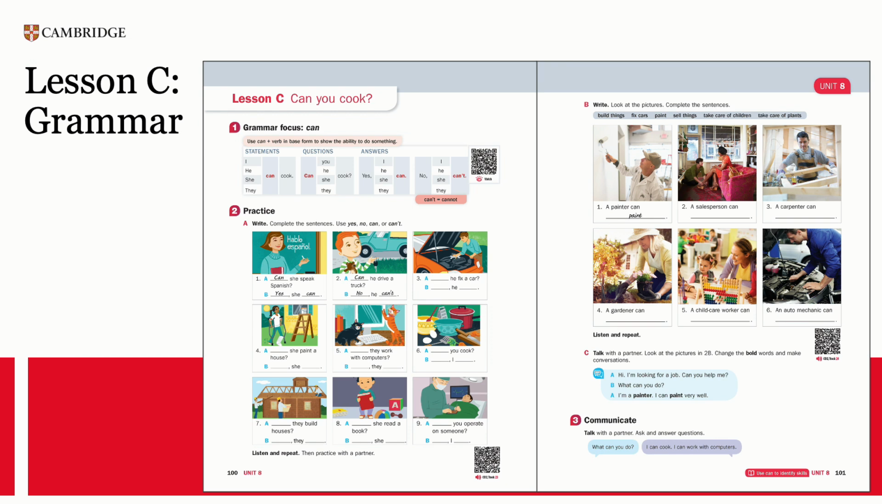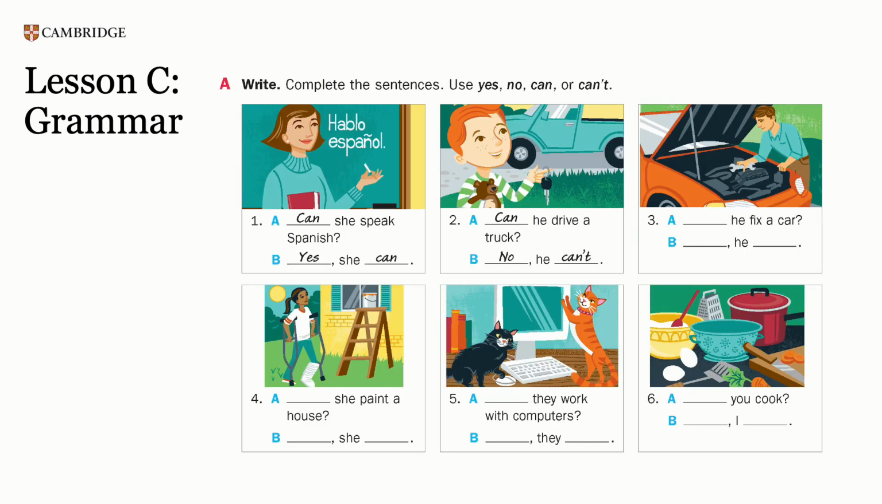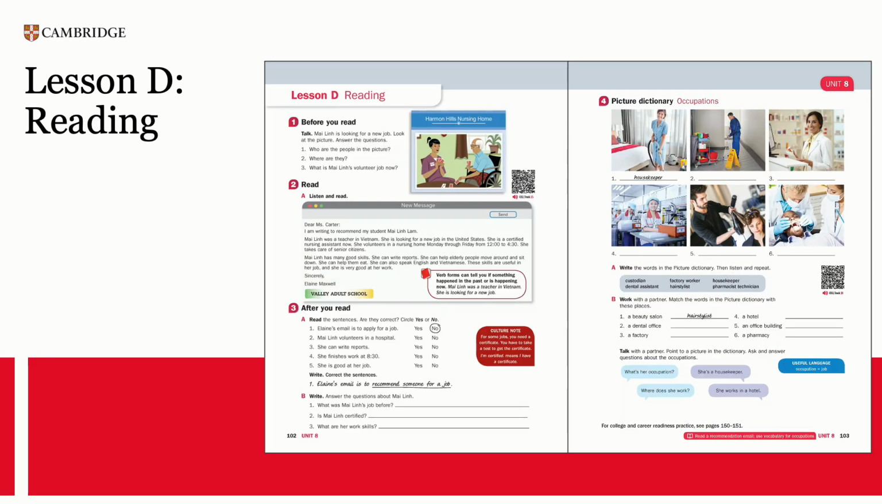Lessons B and C present and practice the unit grammar. In Lesson C, the grammar focus is using can to show the ability to do something. This lesson recycles the unit vocabulary, occupations, and then covers another employment competency, identifying common occupations and the skills required to do them. This perfect combination of grammar and function contextualizes the language by relating it to the students' real-life situations. Lesson D practices reading skills.